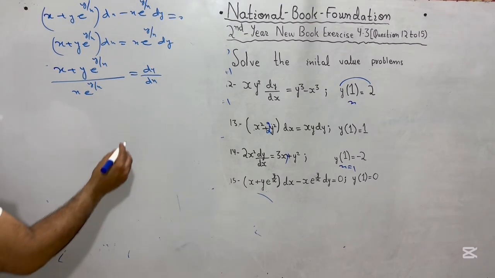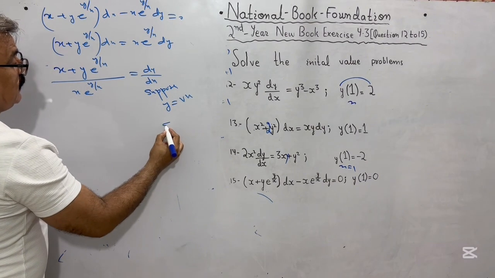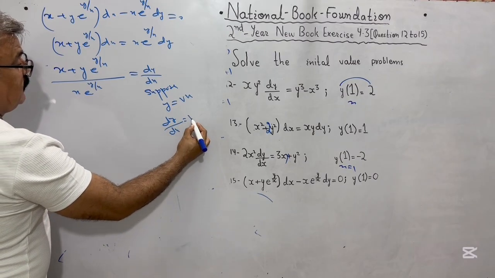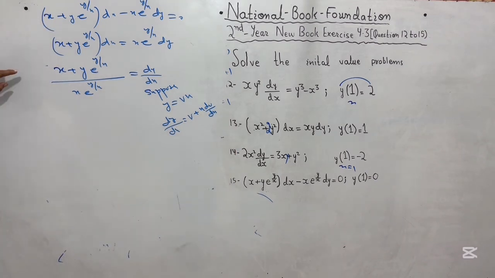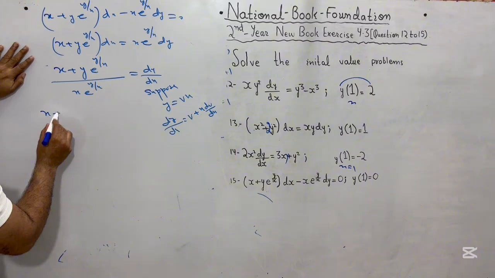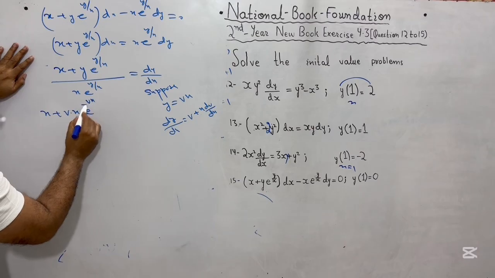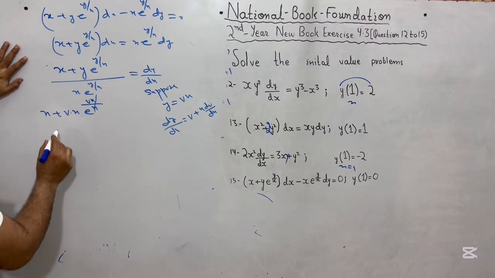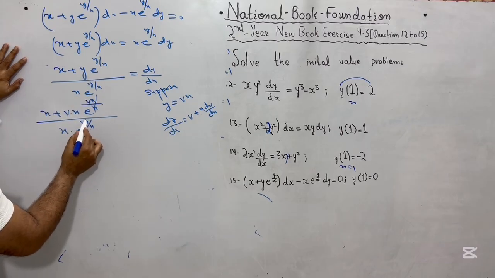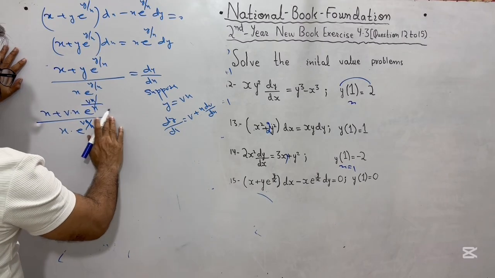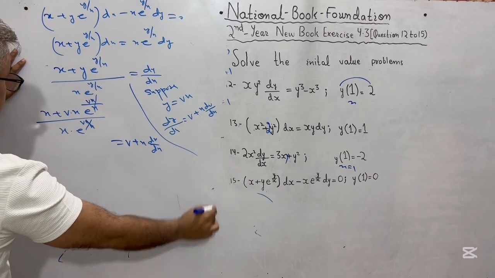Same supposition, suppose y is equal to vx. Differentiating both sides, dy over dx is v plus x times dv over dx. Now put both values here. x means x, y means v times x. e raised y over x, y means vx divided by x, and x is no more. We have dy upon dx is equal to v plus x times dv over dx. Let me write in proper fashion.